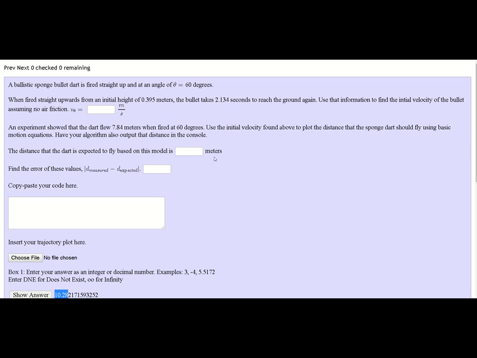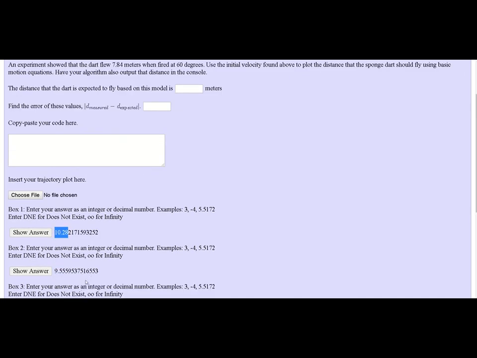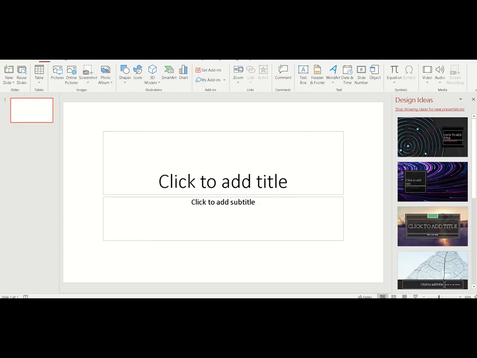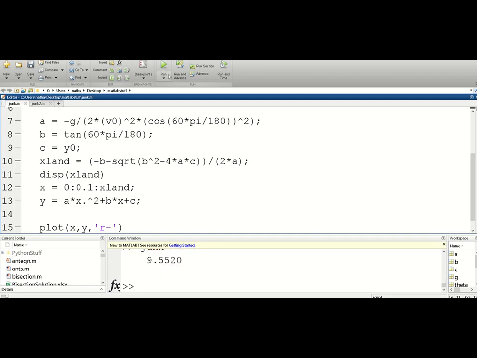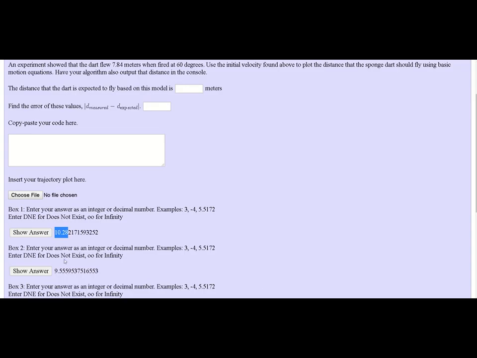The distance it's expected to fly. So now we've got to go figure this out. So let's go see if our algorithm works right. So that's this. So we want to just display the x land. So when we run this, we want to know that, right? It looks like it's 9.5520. Let's go check this. 9.5559. We'll take it.